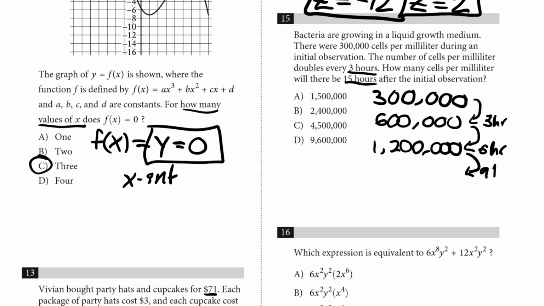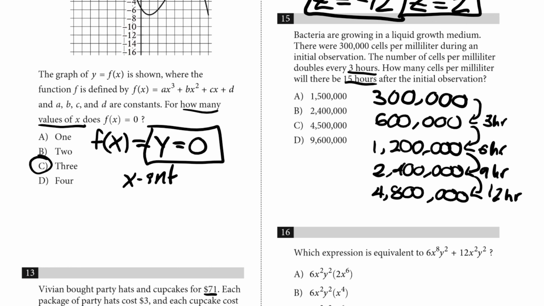At the 9-hour mark, we would have doubled again. That'll be 2.4 million. At the 12-hour mark, we would have doubled again, 4.8 million. And then 3 hours later, at the 15-hour mark, we would have doubled one last time to give us 9.6 million.